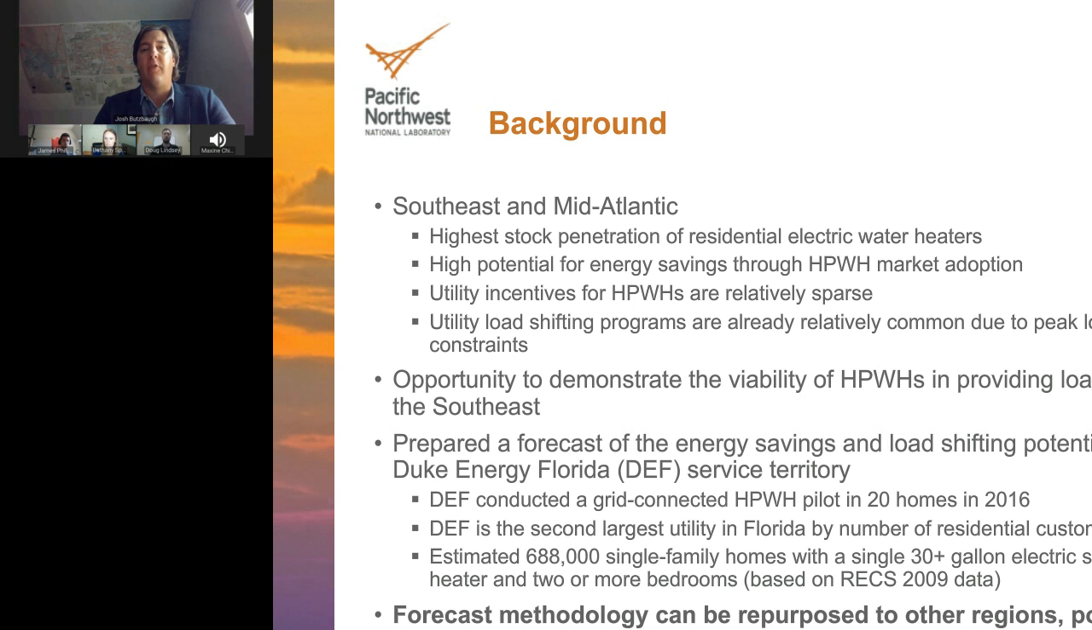It's the second largest utility in Florida, and I looked at what I call the sweet spot for heat pump water heater installations, which are single-family homes with a single 30-gallon or greater electric storage water heater and 2 or more bedrooms in the home. There are roughly 688,000 of these target homes that could convert to a heat pump water heater.